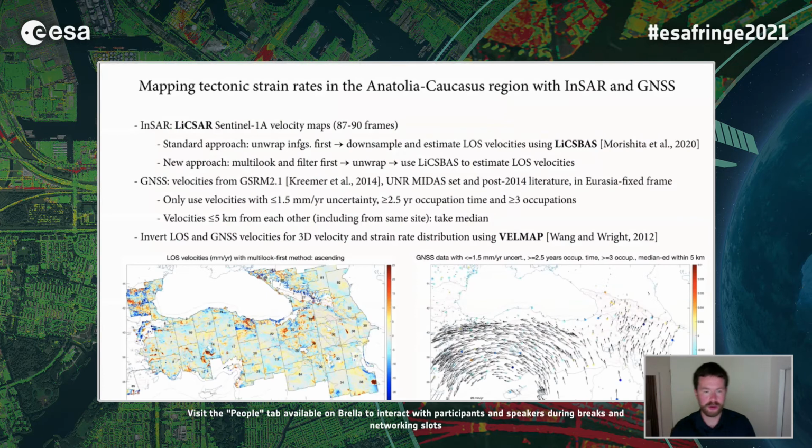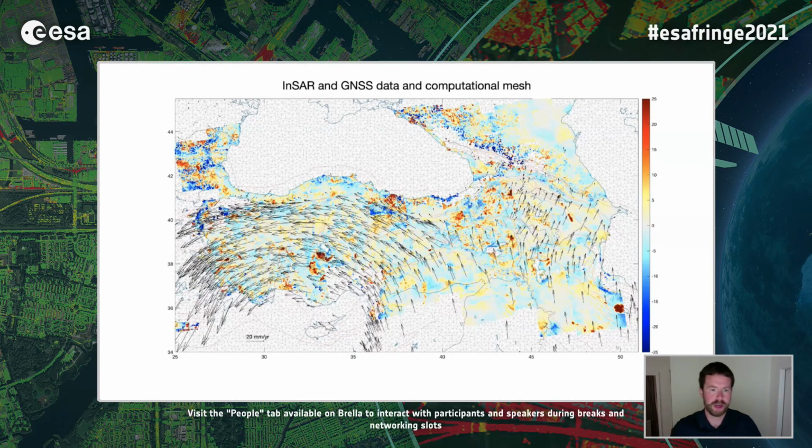And what we're going to do is tie all the InSAR to the GNSS and invert for the velocities and strain all at the same time using the code VELMAP, which was developed by Hua Wang and others at Leeds and was used by Jonathan Weiss in a previous paper in 2020. It's just divide and conquer. You just make a triangular mesh. This is our mesh. It's about 0.2 degrees per mesh unit.